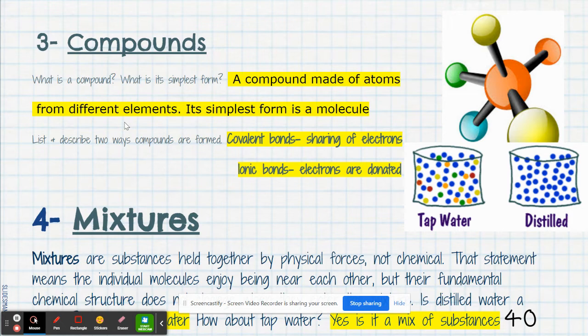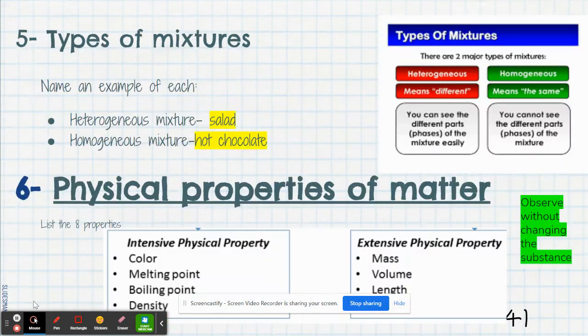The definition of mixtures are there for you: substances held together by physical forces, not chemical. Distilled water is not a mixture, it's a pure substance. While tap water is a mixture, it's got different things in there: chlorine, some iron perhaps. We've got two different types of mixtures: heterogeneous mixtures and homogeneous mixtures. Looking at those different prefixes, one means different and the other means the same. That's a real easy way to remember it.